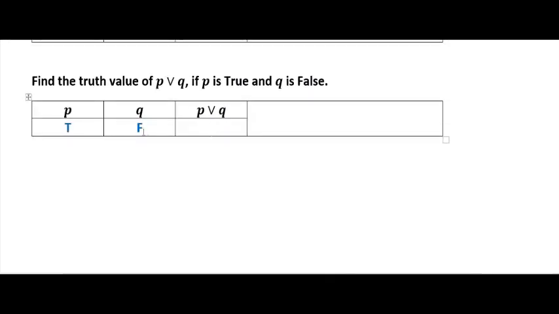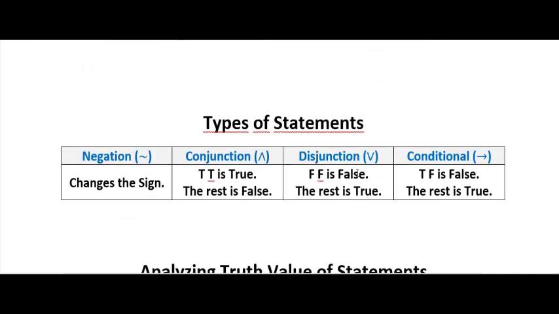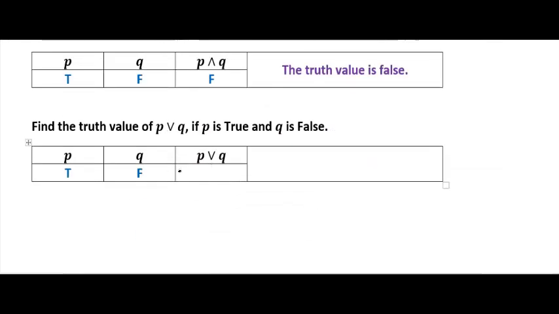Now I don't have a double F in here, so it's not going to be false. It's basically going to be true. Remember that disjunction means at least one of them has to be true. And yes, letter P is true. So at least one of them is true, so I know that this statement will be true.